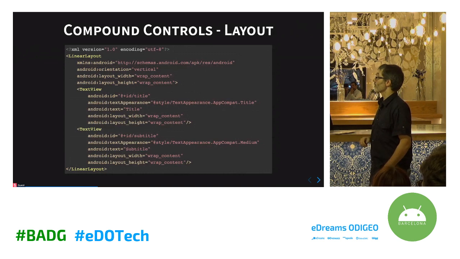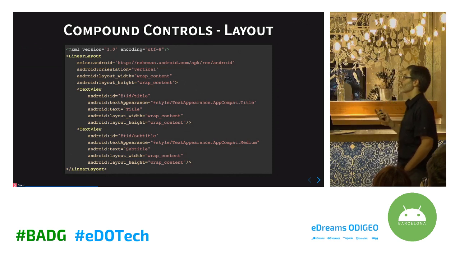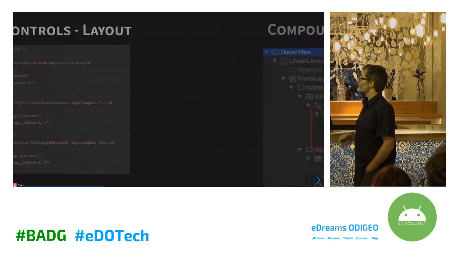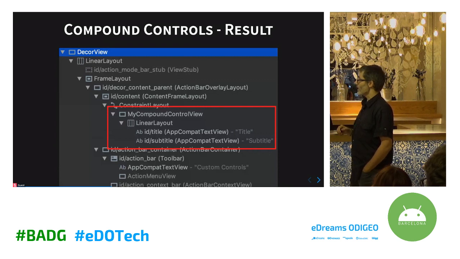This would be an example of a layout. A simple control that is using linear layout, vertical, 2 text views, and with this we can encapsulate, for example, a common pattern which would be title and subtitle. So what do we get with this? Basically what we get is, if we check the view hierarchy, we get our control, then inside we get the linear layout with the 2 views that we were inflating.